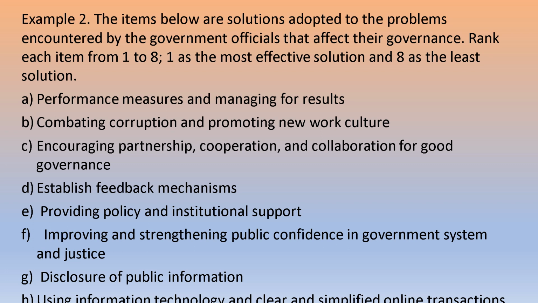A. Performance measure and managing for results, B. combating corruption and promoting new work culture, C. encouraging partnership, cooperation, collaboration for good governance, D. establish feedback mechanism, E. providing policy and institutional support, F. improving and strengthening public confidence in government system and justice, G. disclosure of public information, H. using information technology and clear and simplified online transactions. So what you are going to do is to rank it again from 1 to 8. It will be better for the quantitative again.